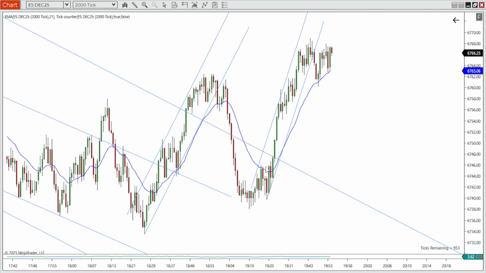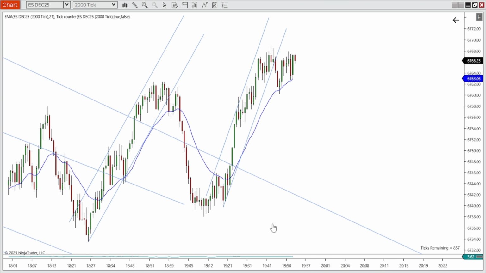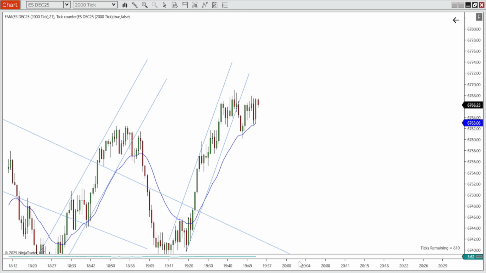And yeah, I expected a failed second entry long at the EMA here to test the new low, but unfortunately we didn't get that, and we just kept continuing to go up. So that's about it.